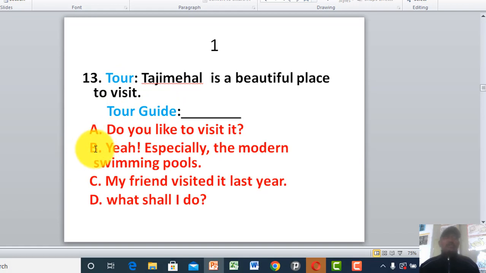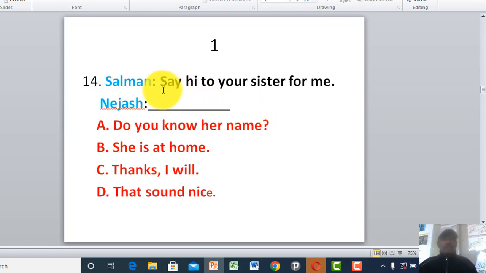Absolutely, the answer is B. My friend visited it last year. No, it's not. We are not talking about our friend, whether he visited or not. What shall I do? You are not asking me to give advice. So this is normally communicative questions. Let's see the opening statement, assertive expression. Great.